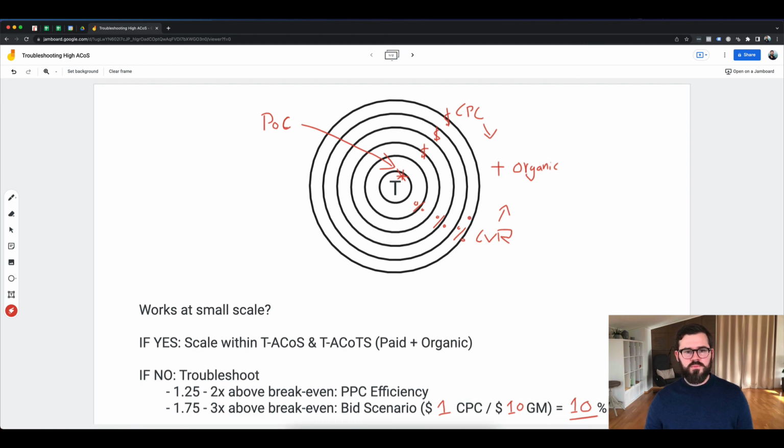So it's more or less similar, but not exactly the same, but you should definitely know the bid scenario at any given point in time and see how that changes over time as well for existing products.